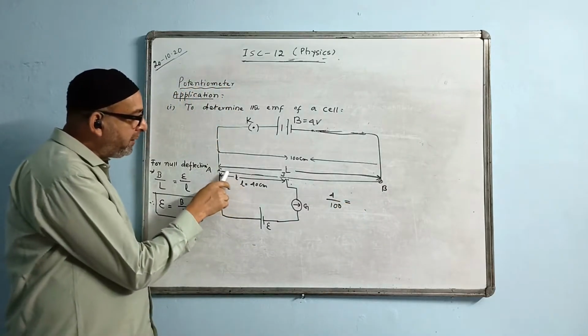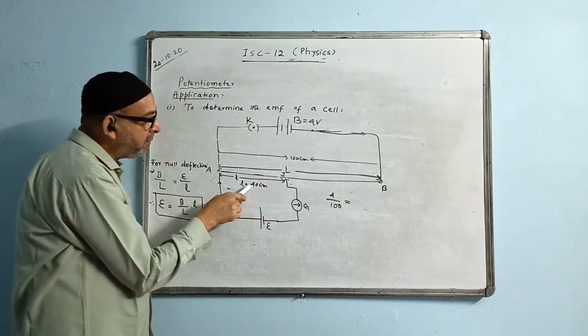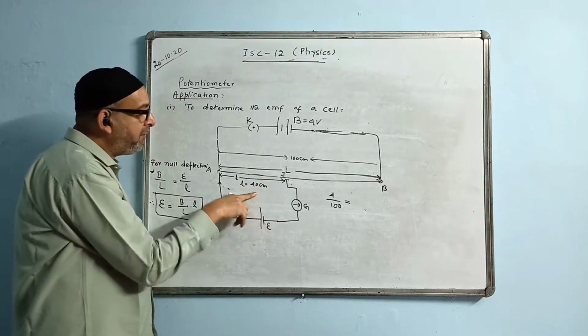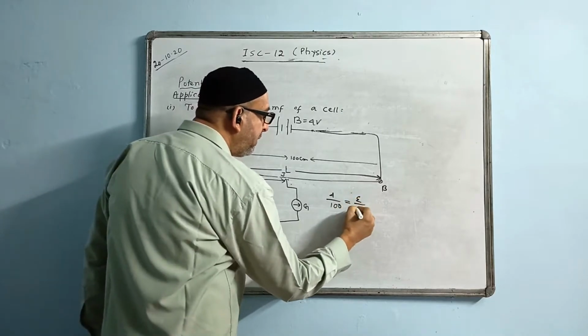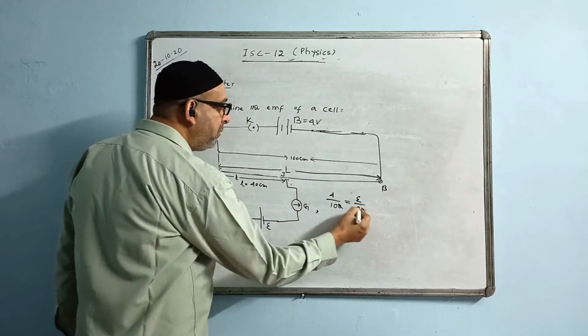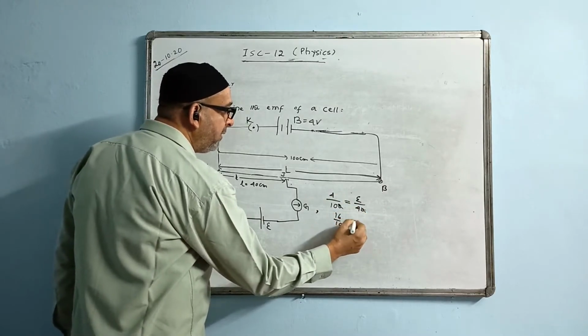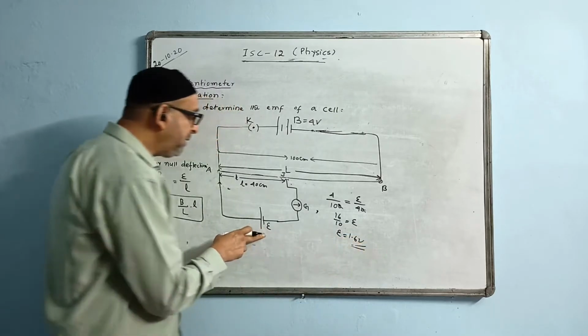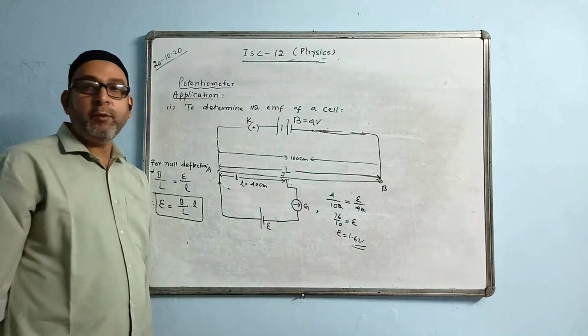What is the potential gradient of this part of the length of the wire which gives null deflection? That is 40. And the EMF, E divided by 40, we will do. E divided by 40. Now we will calculate, the answer will come. 16 by 10 is the value of E, that is 1.6. We can say that the EMF of this cell is 1.6 volt.